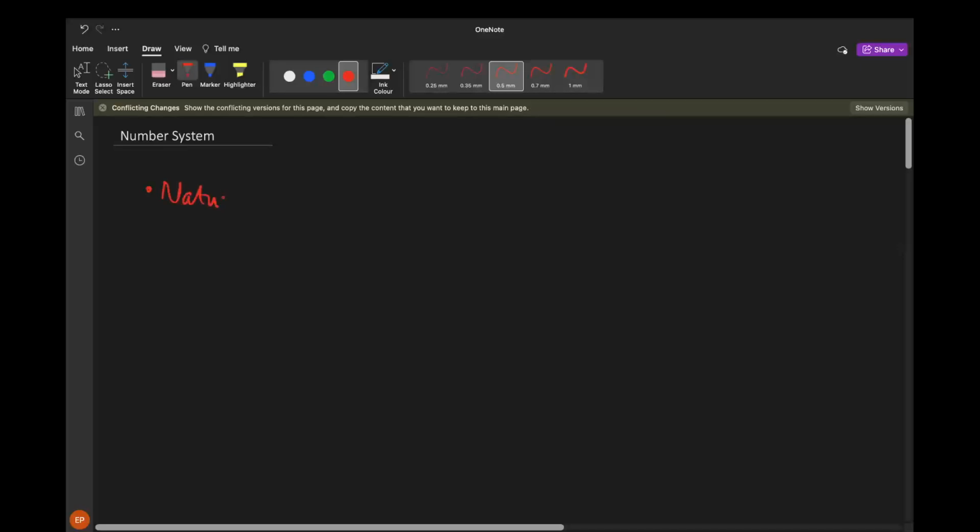First comes natural numbers. Natural numbers means the numbers we use in day-to-day life, starting from 1, 2, 3. Any counting numbers are called natural numbers. It starts from 1. Then comes whole numbers. Whole numbers means just adding a 0 to the natural numbers, just an extra 0. Next comes integers. Integers means just adding negative numbers to the whole numbers.